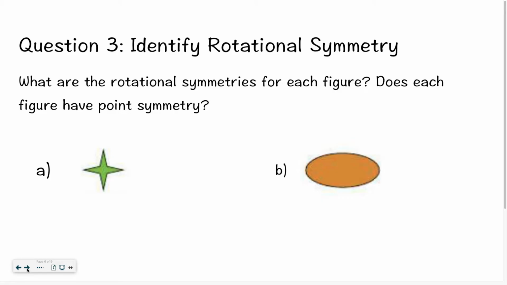All right, so I want you to look at these 2 figures and identify the rotational symmetry. So what are the rotational symmetries for each figure? And does each figure have point symmetry?